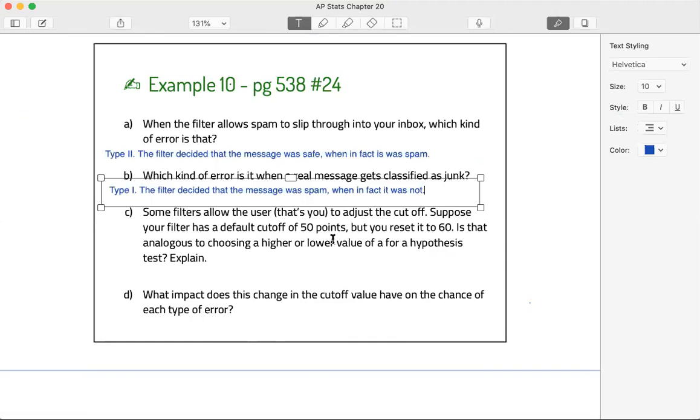Some filters allow the user to adjust the cutoff. Suppose your filter has the default cutoff of 50 points, but you reset it to 60. Is that analogous to choosing a higher or lower alpha value for a hypothesis test? And explain.